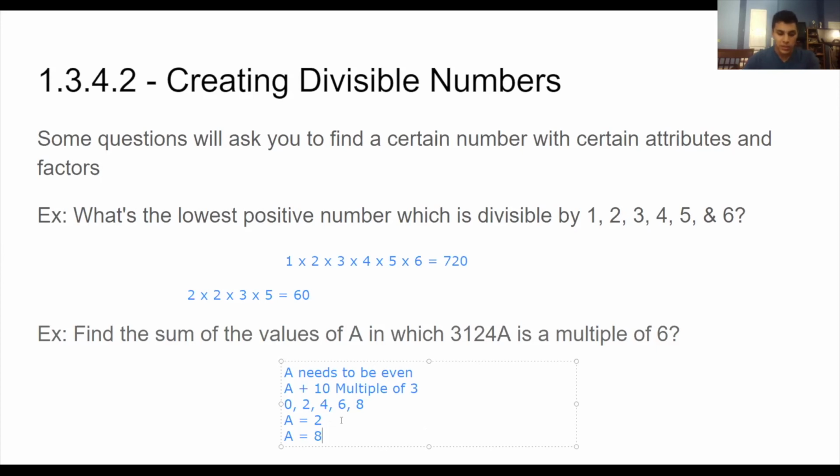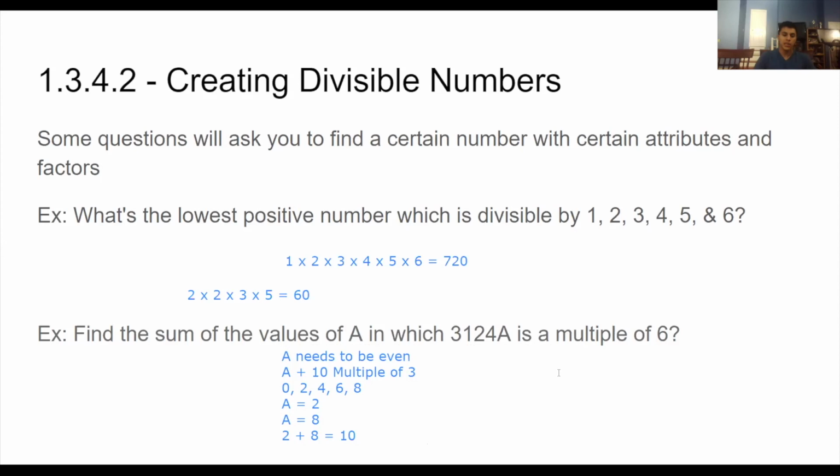So now I have my two values of A, and I use deductive reasoning. I figured out some conditions where A needs to be a number in order to find these values. So now I have A equals 2 and A equals 8, and the question asks, find the sum of the values of A when they fit these conditions. So I just need to do 2 plus 8, which leaves me with my final answer, 2 plus 8 is 10. So my final answer to this question would be 10. And that's how you approach these types of questions.